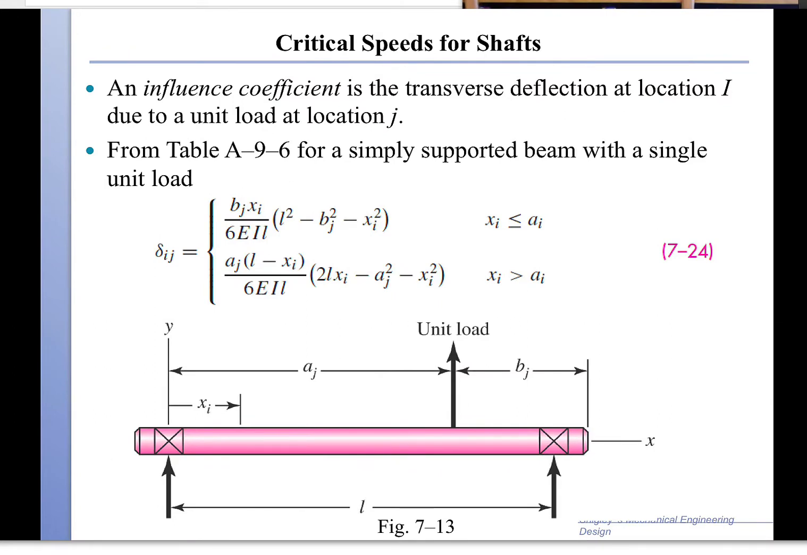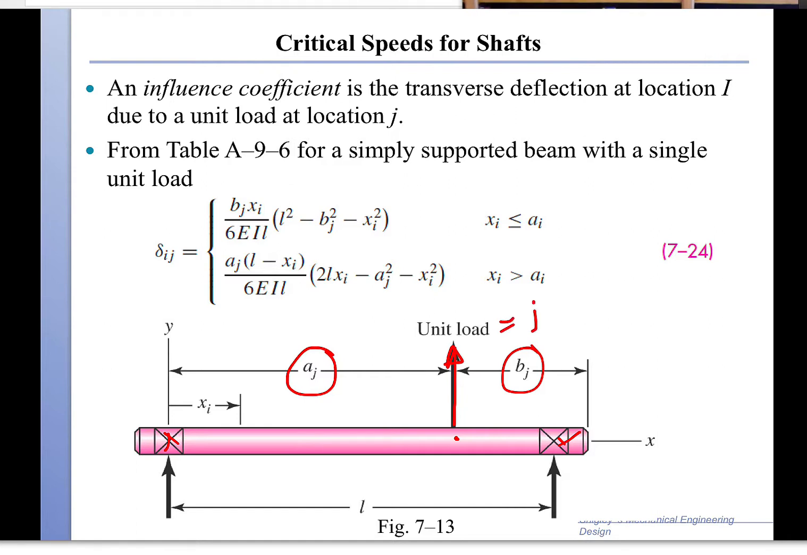And before we make the derivation, we have to consider the effect of a concentrated load at any given point, because the masses will be considered concentrated loads. So suppose that we have a unit load at any point here that is described by the positions a_j and b_j from the two ends. So we know the length of the shaft is L, and the unit load is concentrated at distance a_j and b_j from both ends. So this unit load is at j.